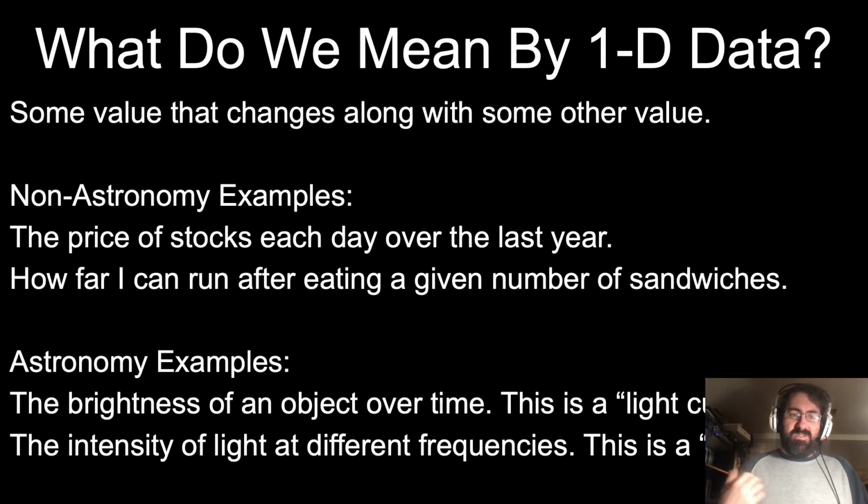Some examples in astronomy include measuring the brightness of an object over time. We refer to that as a light curve. Another example might be measuring the intensity of light at different frequencies. One example of this is prisms, when light goes through them and creates rainbows. In astronomy, we call this a spectrum. And these are the two most common types of one-dimensional data in astronomy: light curves and spectra.